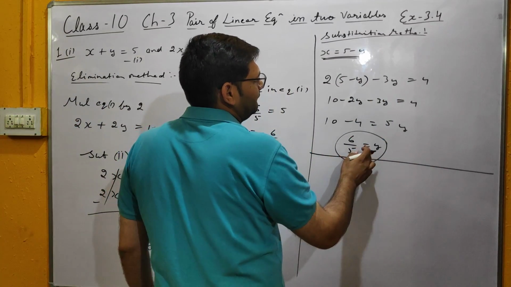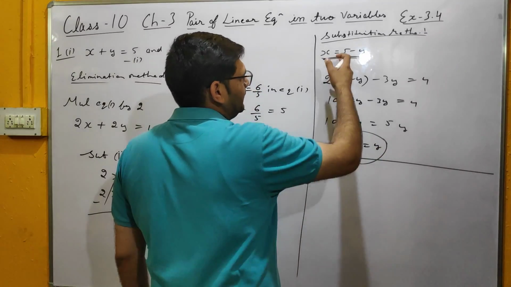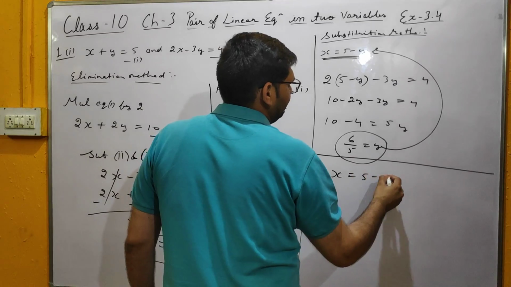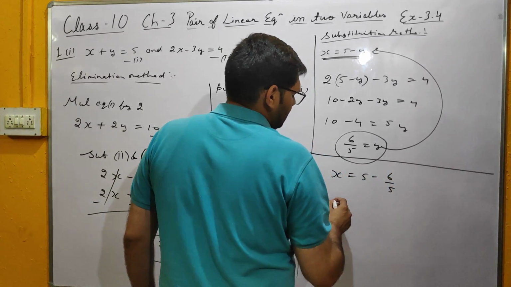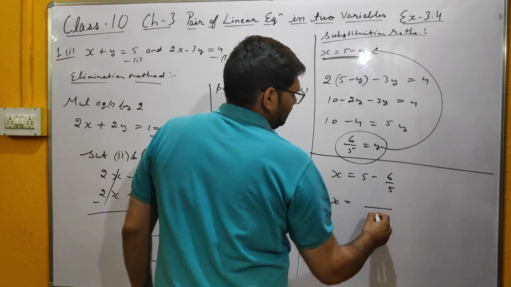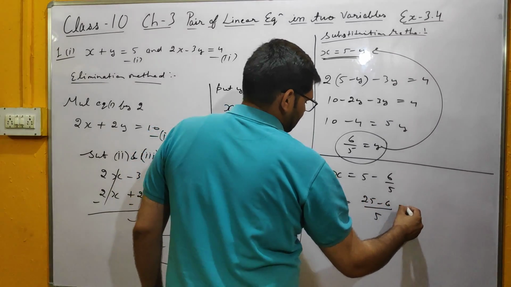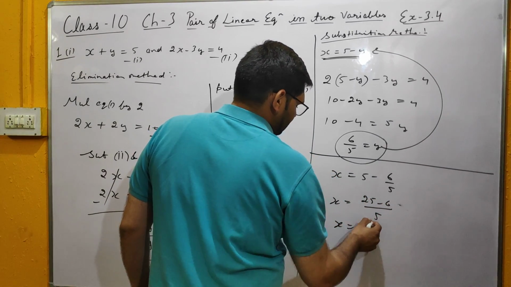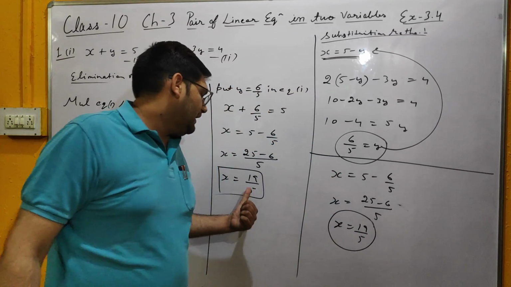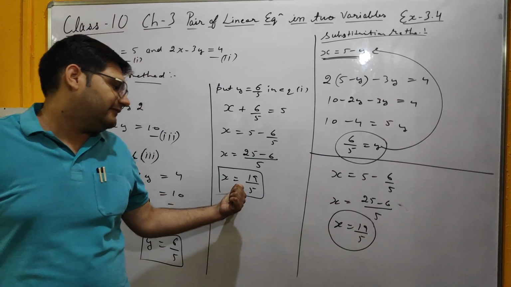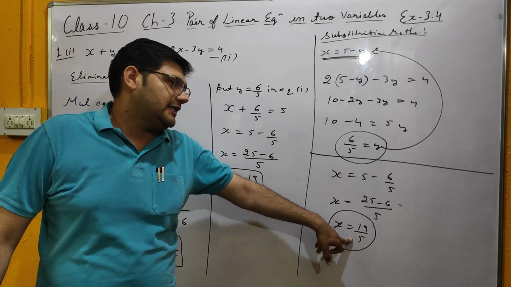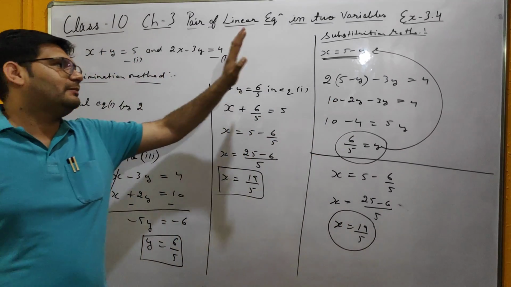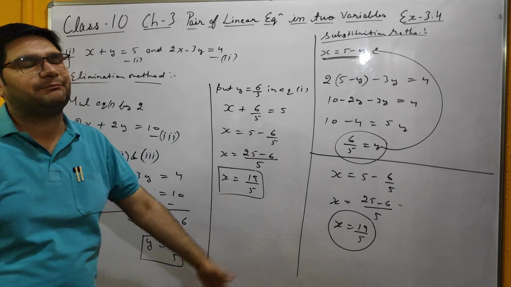Then if we have the value of y, how can we find the value of x? We'll put this value back. So x equals 5 minus y, which is 6 by 5. So let's find the value. 5 is the LCM, 5 fives are 25 minus 6, and then x will again be 19 by 5. So this is the value of x. You can see x is 19 by 5 here also, and x is 19 by 5 here also. So whether you do it by elimination or by substitution, the answers will be the same.